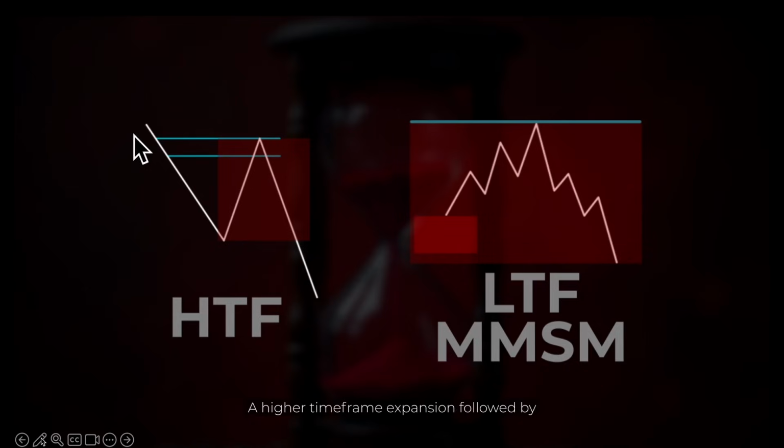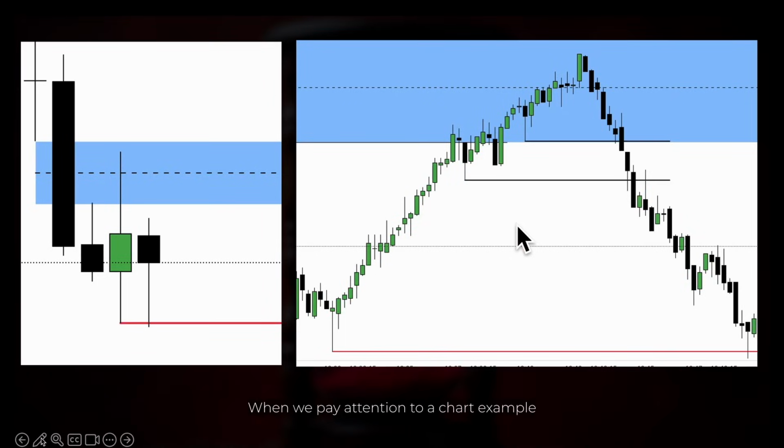A higher time frame expansion followed by a retracement is a lower time frame market maker model. Because it's a bearish expansion followed by a retracement higher followed by a bearish expansion, in this case it's a market maker sell model. In what does the retracement stop? The retracement stops inside of a bearish fair value gap which will have formed throughout the expansion lower. When we pay attention to a chart example of this, you can see the following.